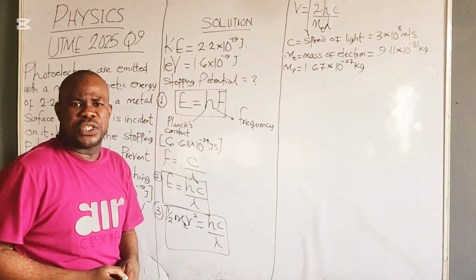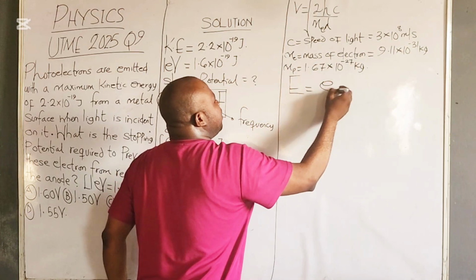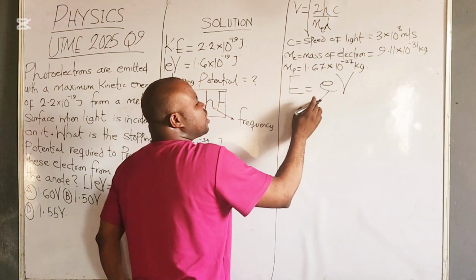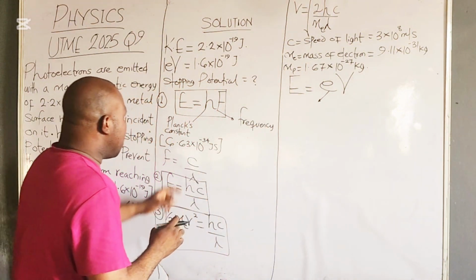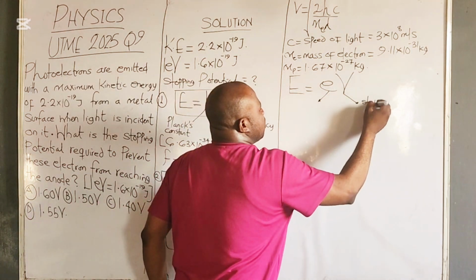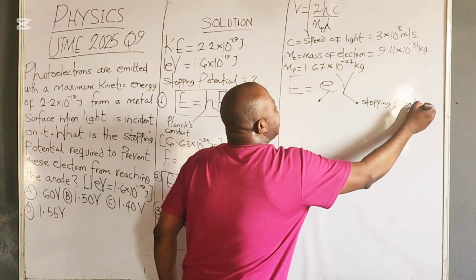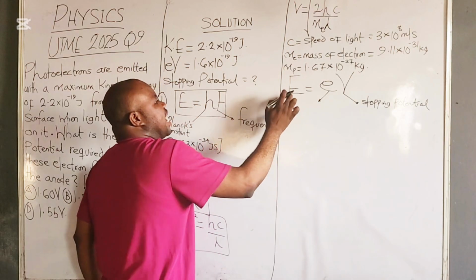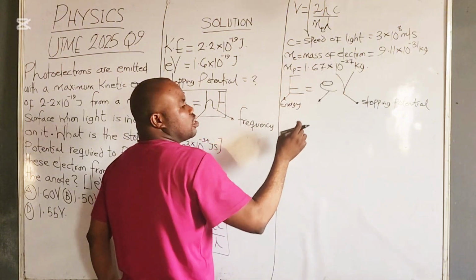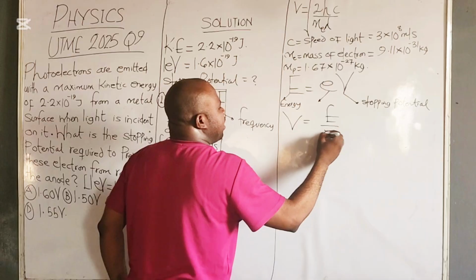So we'll go back to this question. What is the formula for stopping potential? The formula for stopping potential energy is E equals eV, where e is the charge of an electron, 1.6 times 10 to the minus 19 coulombs, and V here is the stopping potential. Already we are given the energy E. So if I make the stopping potential the subject of the formula, my stopping potential will be the energy divided by e.